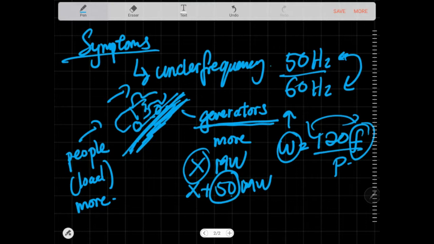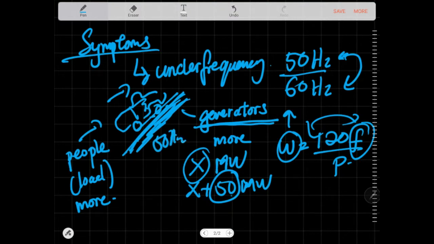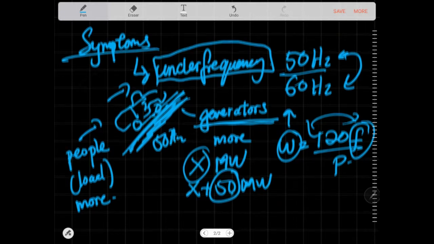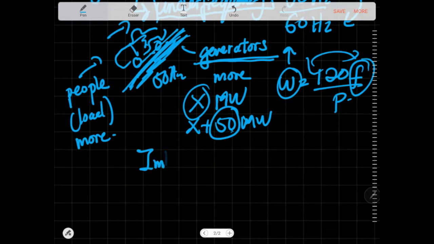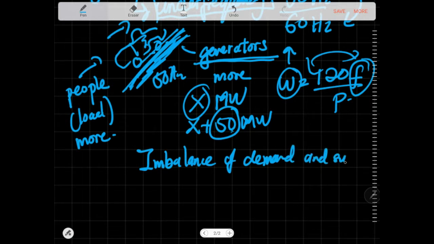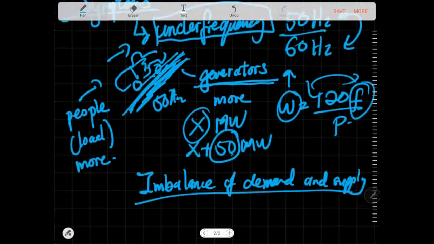It's like the car is running at the speed of 50 hertz. Suddenly you pop 50 people into the back seat, and then across the car, you go, ugh, suddenly it slowed down. And that's what you call under frequency. Under frequency is a result of imbalance of demand and supply. And you might say, hey, okay, I understand all this imbalance of demand and supply, blah, blah, blah.